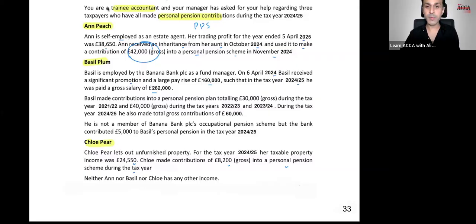Now they've started providing us with the data of past years' contributions because they probably want us to apply the carry forward of the past 3 tax years' annual allowance. So 30,000 was contributed in the 21-22 tax year. 40,000 was contributed in each of the last 2 tax years. Whereas during the tax year 24-25, he also made a gross contribution of 60,000 pounds. He's not a member of BBPLC's occupational plan, but the bank contributed 5,000 into Basil's personal pension scheme in the tax year.